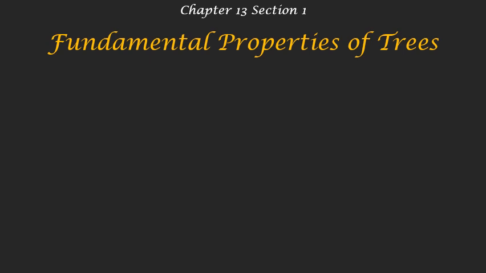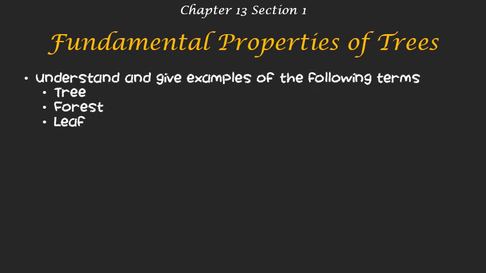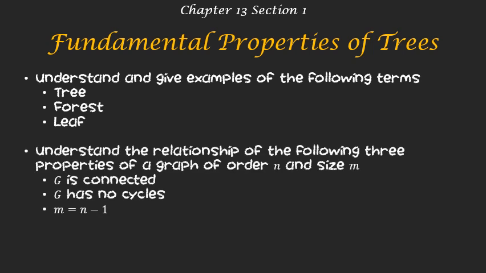So what are we going to get out of this video? Well, we're going to understand and give examples of the following terms: tree, forest, and leaf. And then we'll work to understand the relationship between these three properties of a graph G of order n and size m: G being connected, G having no cycles, and the size, the number of edges, being one less than the number of vertices. So being able to understand how those ideas come together to give us trees, and we'll summarize that in a theorem. All right, let's get started.